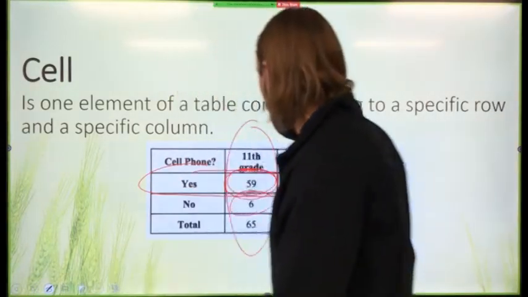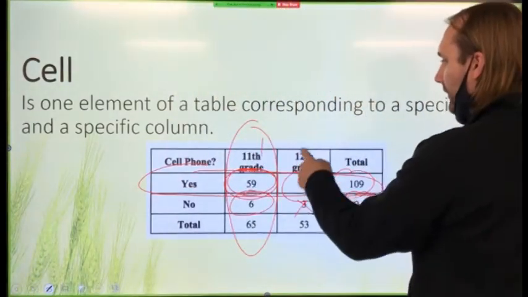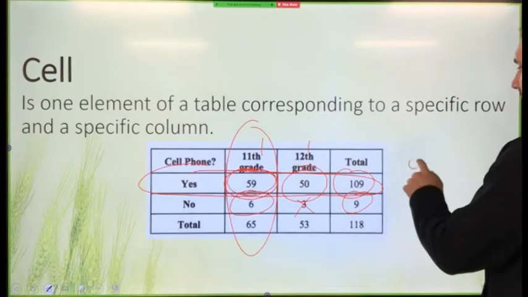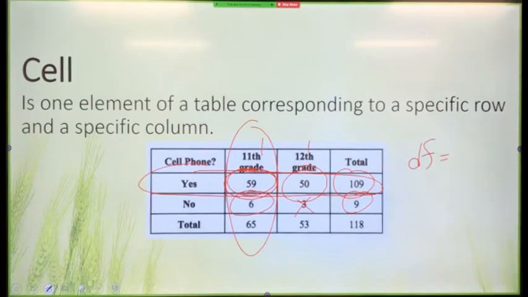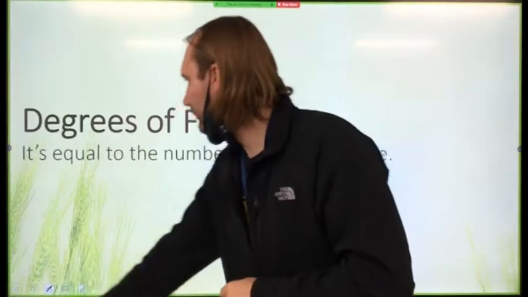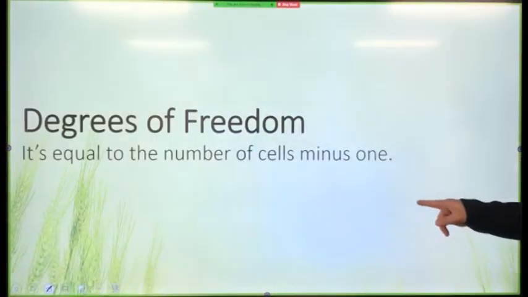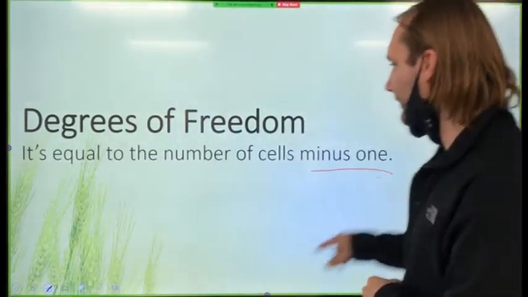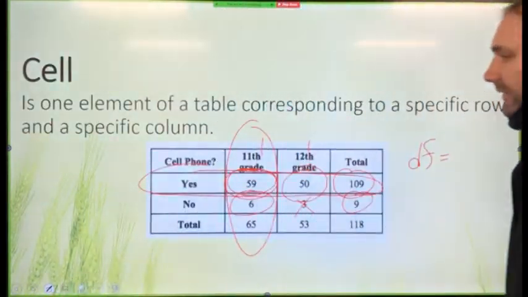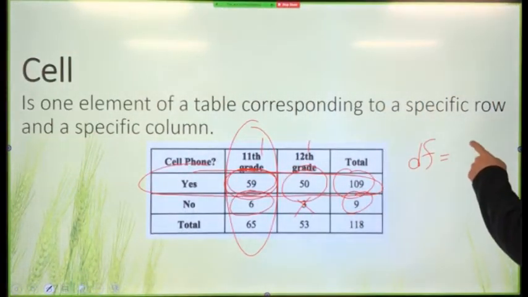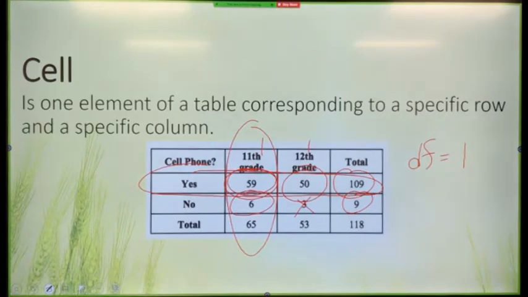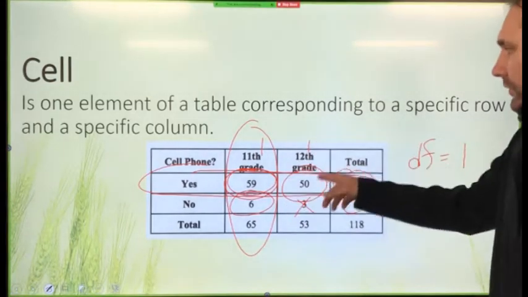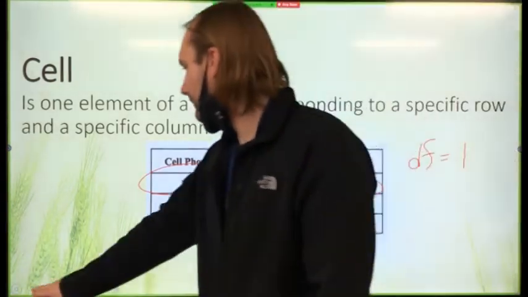Now note, how many total do you see? 1, 2. So my degrees of freedom would be what? 2. Equal to the number of cells minus 1. So what's my degrees of freedom for this table? 1. Yeah. Number of cells, so I have 2 and 2, 1.